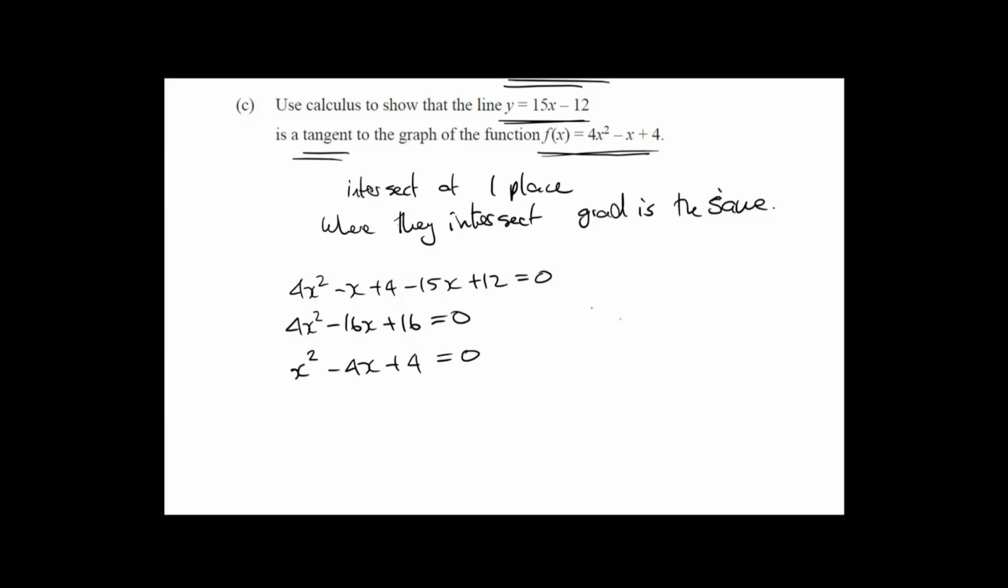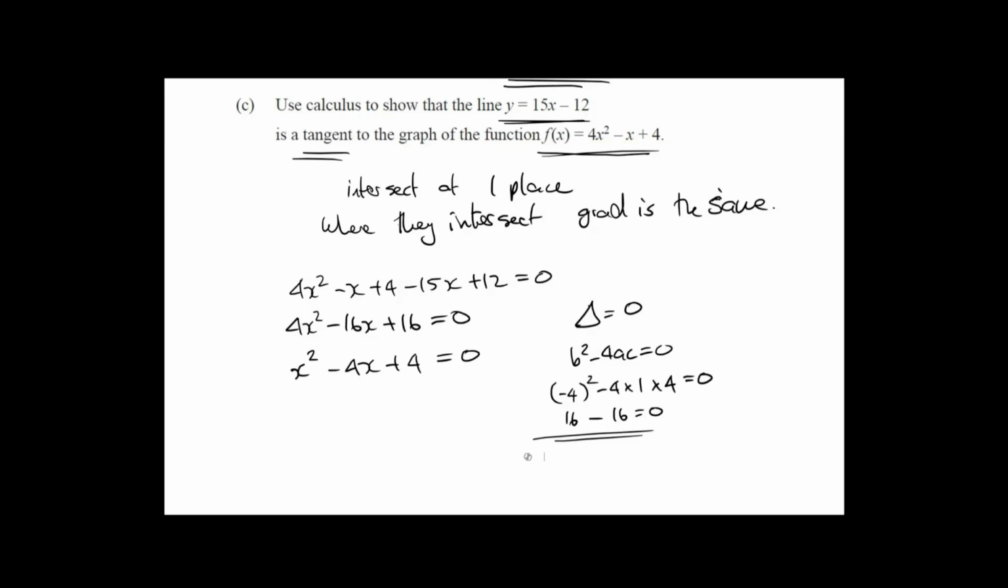Okay, so now we want to know, is this a tangent? Does it touch it at one point? If that's true, then the discriminant is 0. So b squared minus 4ac must equal 0. So minus 4 squared minus 4 times 1 times positive 4 must equal 0. So 16 minus 4 times 4 is 16. Yep, that does equal 0. So it must be a tangent there because it just touches it at one point where they cross.